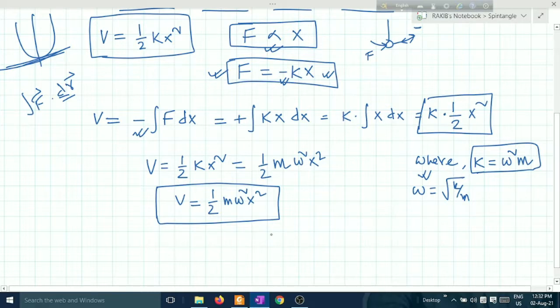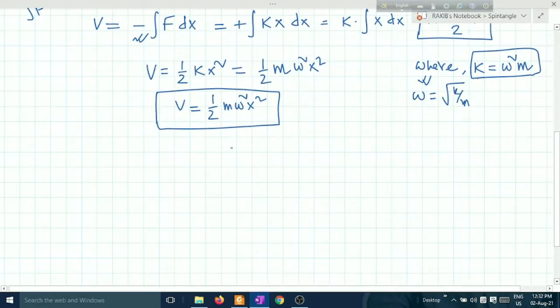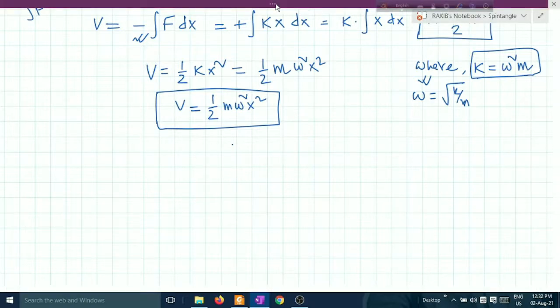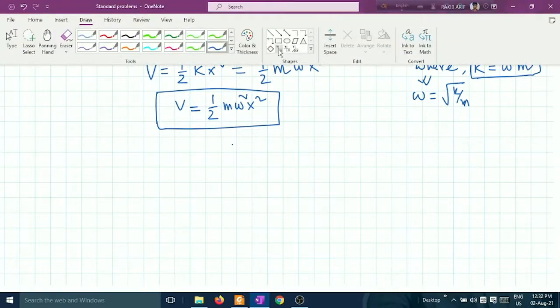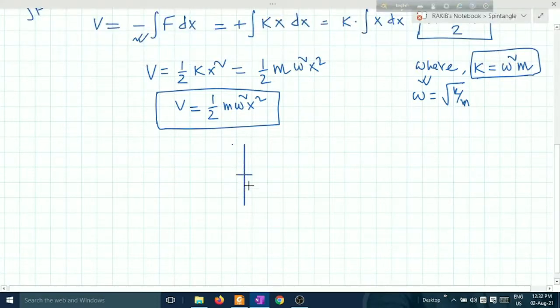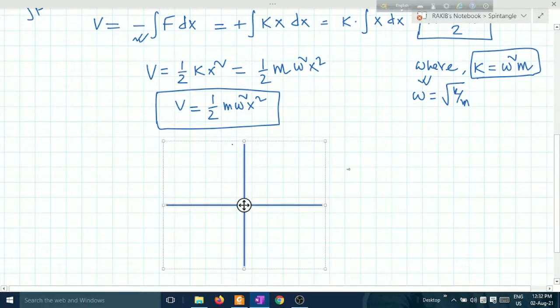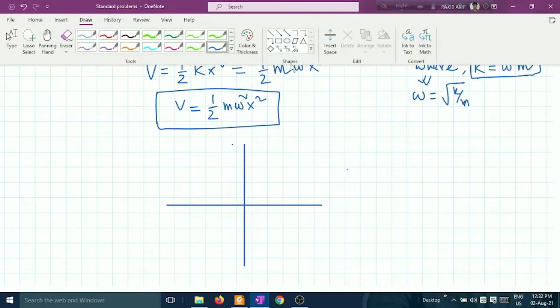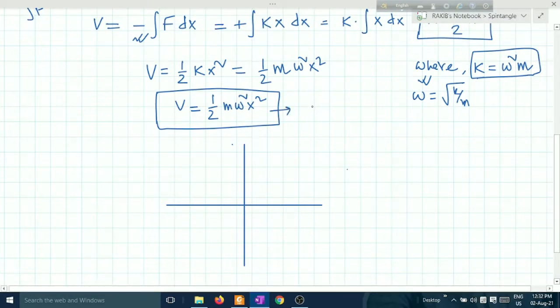If you plot this potential, what will you get? This is the equation of a parabola. How does a parabola look? A parabola is like this, and we can write V is equal to half m omega square x square.